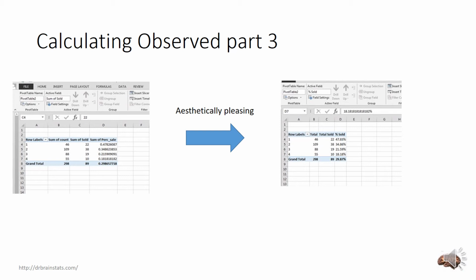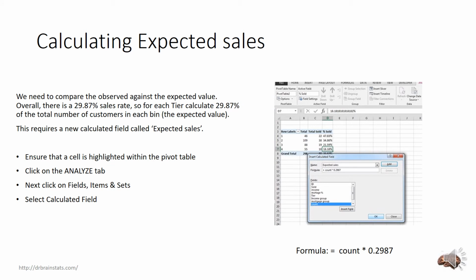Now, to make this sheet more aesthetically pleasing, we have changed the format slightly as shown on the slide. All of this information is available in the book. Now, we need to know our expected sales. We need to compare the observed against the expected value. Overall, there is a 29.87% sales rate. So for each tier, we need to calculate 29.87% of the total number of customers in each bin. So we'll get our expected value.